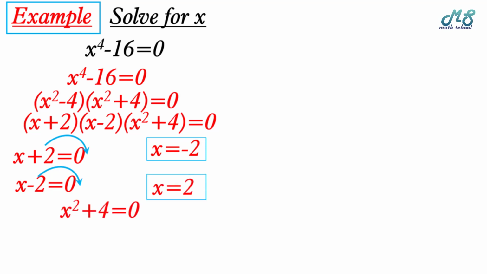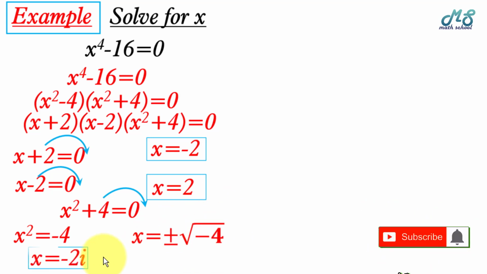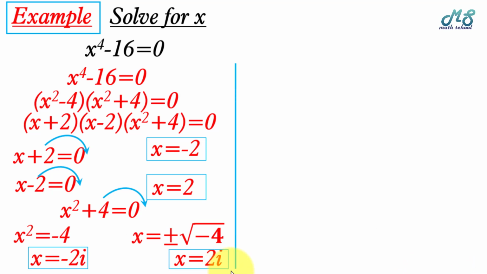But x squared plus 4 equals 0. Just move 4 to the other side to be subtracted. We get x squared equals negative 4. By taking the square root of both sides, we get x equals plus or minus radical negative 4. Radical negative 4, we can write it as what guys? 2i. Now x equals negative 2i and x equals positive 2i. Now the values of x are x equals negative 2, x equals 2, x equals negative 2i, and x equals 2i.